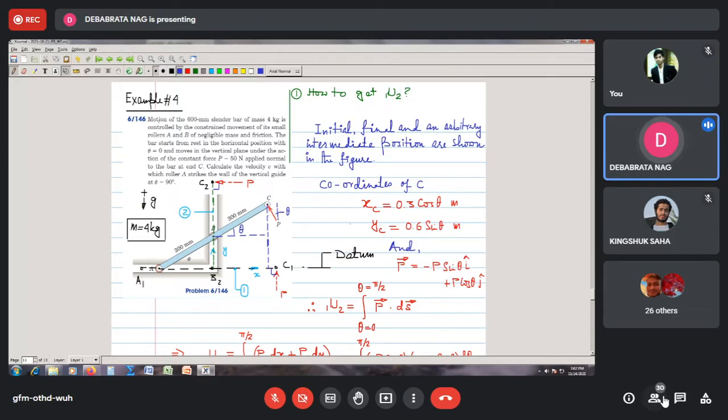So you see here, the bar starts from rest in the horizontal position with theta equal to 0, এই থিটাটা তখন 0, and moves in the vertical plane under the action of the constant force P equal to 50 Newton, which is applied normal to the bar at the end C. দেখো always it is normal to this bar at the end C. Calculate the velocity with which the roller A strikes the wall of the vertical guide when theta becomes equal to 90 degrees. That means when the configuration becomes a vertical one.